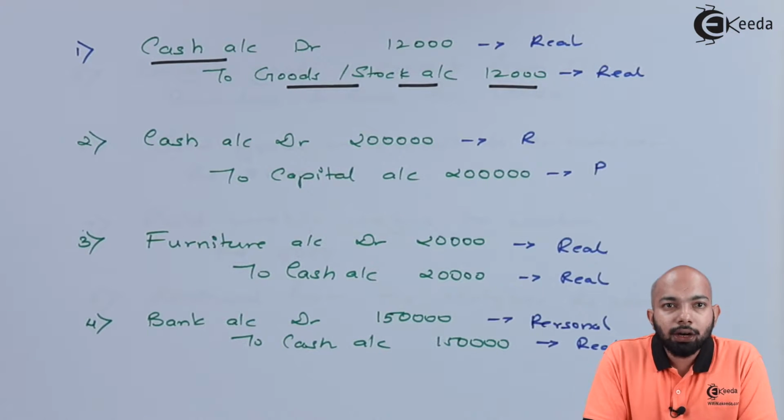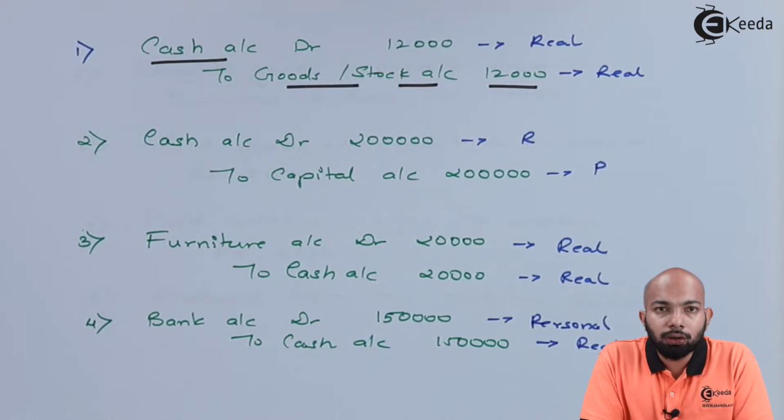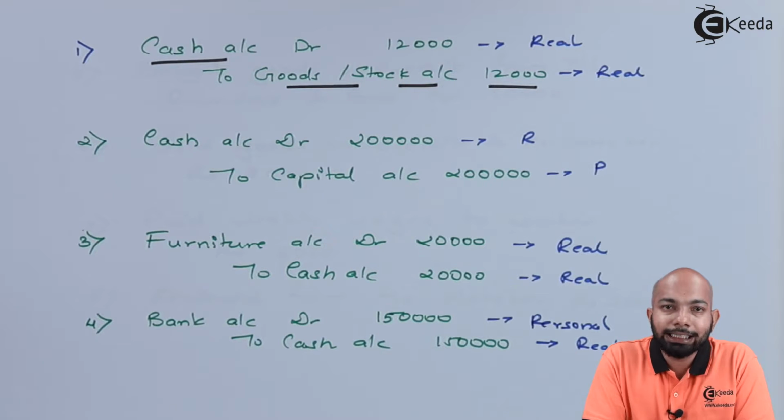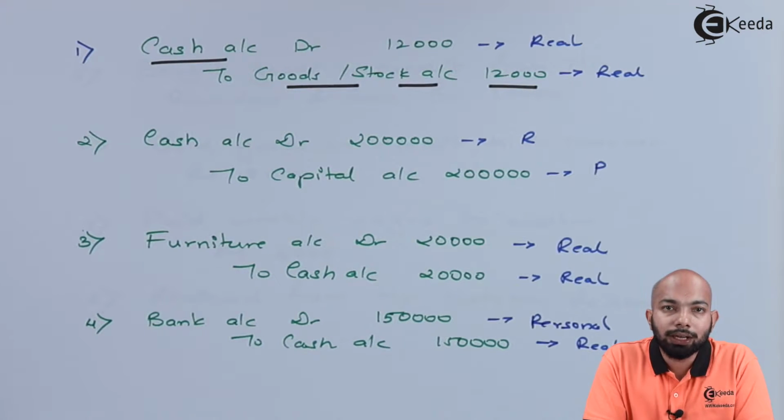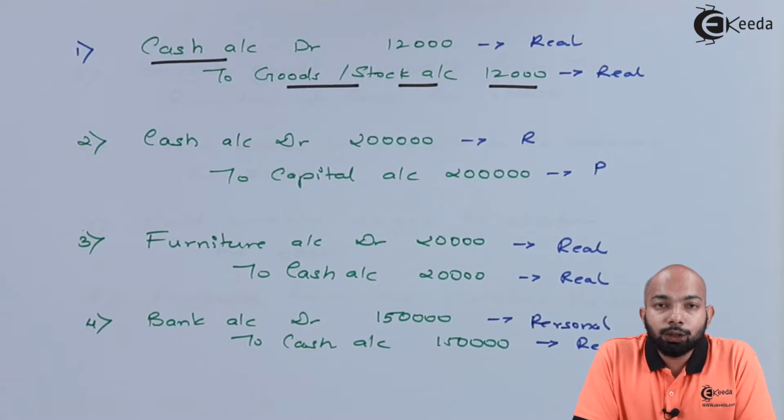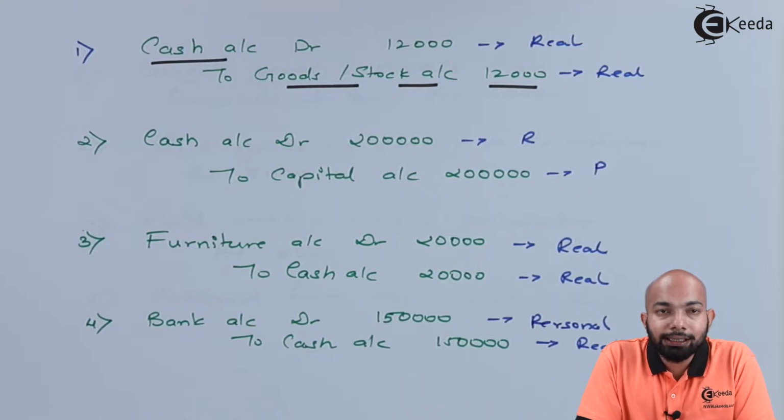The entry is cash account debit to goods or stock account, whichever you can mention, either goods or stock. So the first entry states cash account debit rupees 12,000, because debit what comes in, cash is coming in, to goods or stock account, credit what goes out. Hence both these accounts are real accounts because they fall under the category of debit what comes in, credit what goes out, which is the part of real account golden rule. So this journal entry refers to real account journal entries.